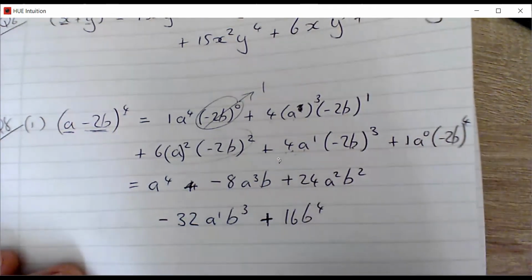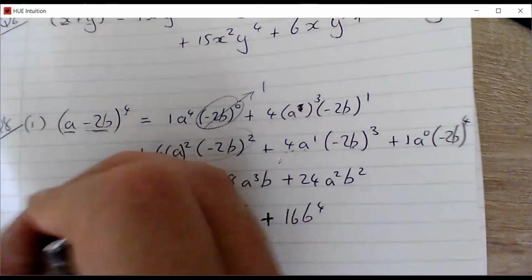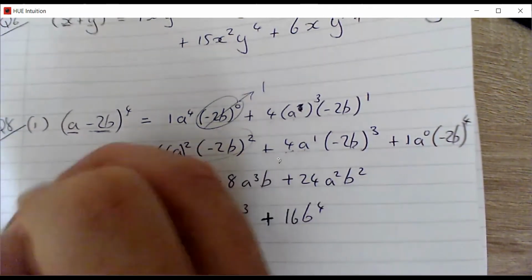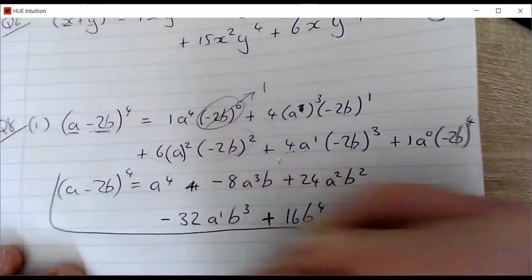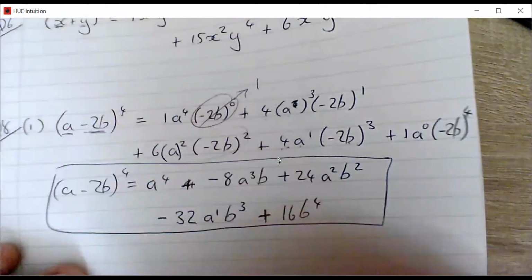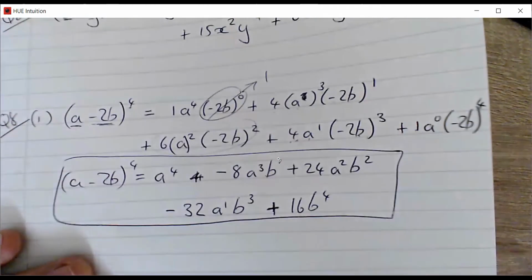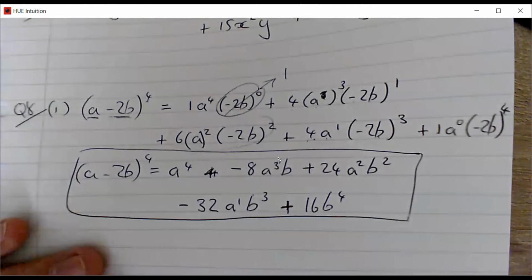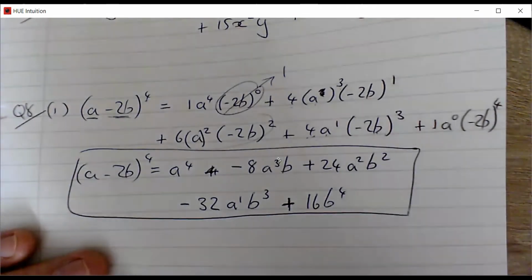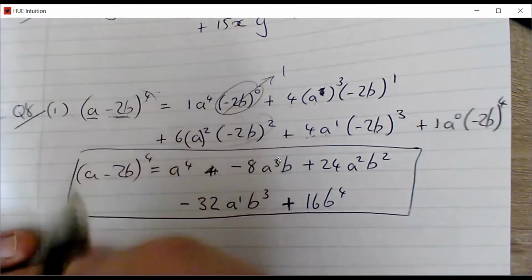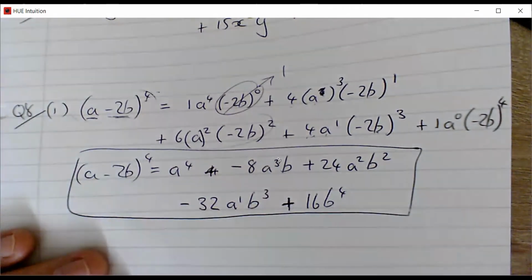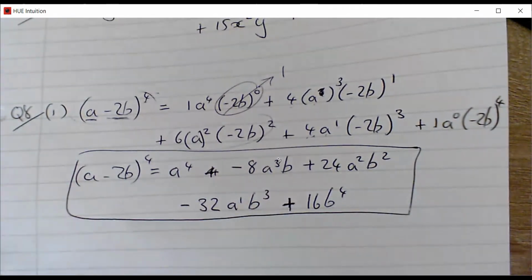So that's our answer. A minus 2b to the power of 4 can be expanded according to the binomial theorem this way. Okay, and you can see that even though that's a lot of work, it's a lot more work than trying to multiply out 4 brackets all in one go. Sorry, it's a lot less work. And particularly once you get used to it, this can be done very, very quickly.